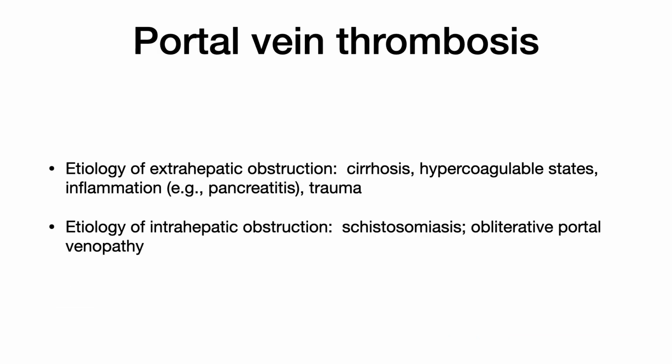Portal vein thrombosis, so thrombosis in the portal vein. Its etiology is oftentimes due to extrahepatic obstruction, so cirrhosis, hypercoagulable states, inflammation, or intrahepatic schistosomiasis is a common one. And there's also something described in Robbins called an obliterative portal venopathy, which is described only vaguely. So basically you can see blockage within, or once it gets out, in a way.